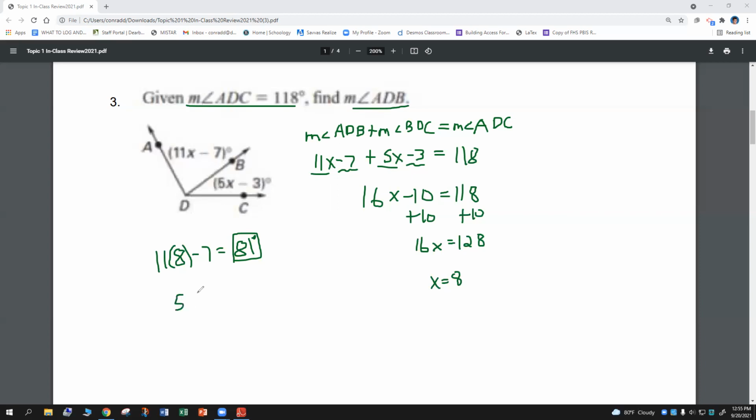If we want to check that answer, we can substitute into the other one as well. So 5 times 8 minus 3. That's 40 minus 3 is 37. 37 plus 81 should give us 118, right? So we know we did it right. Okay, but 81 degrees is the measure of angle ADB.